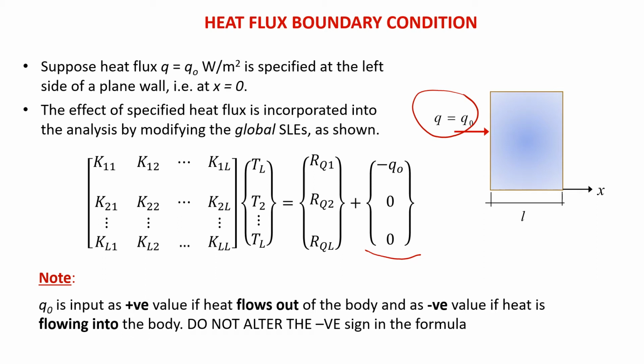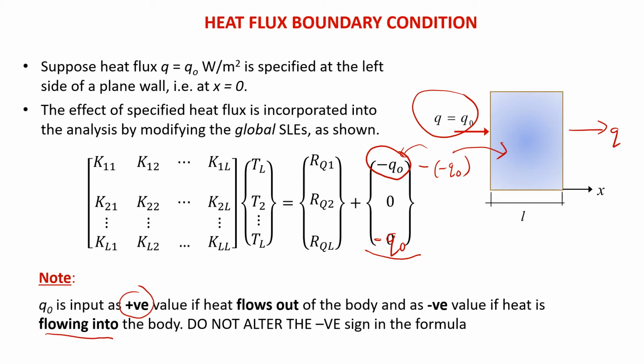The formula is negative Q naught if it takes place on the left side. If the heat flux takes place on the right side, then we have to modify the last term here, negative Q naught. Please take note that the heat flux is input as a positive value if the heat flows out of the body, and as a negative value if the heat is flowing into the body. For example, in this case, on the left side, the heat flux is flowing in. So when we want to insert into our matrix, it will be negative Q naught.